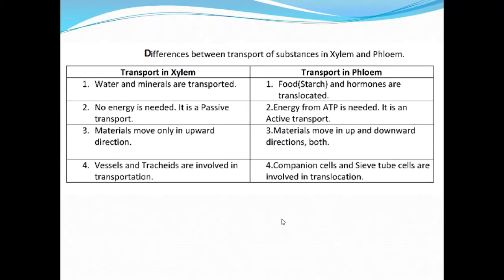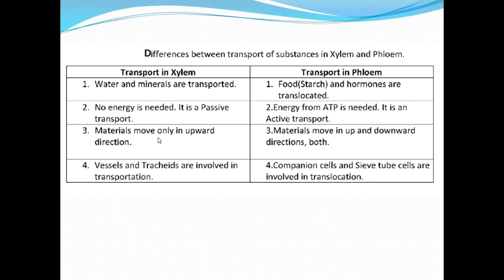So now we are in a position to differentiate between transport of substances in xylem and phloem. Now, in xylem, what happens? Water and minerals are the ones which are transported and no energy is required. So we can say that it is a passive process, a passive transport process. Materials move only in one direction, that is the upward direction.